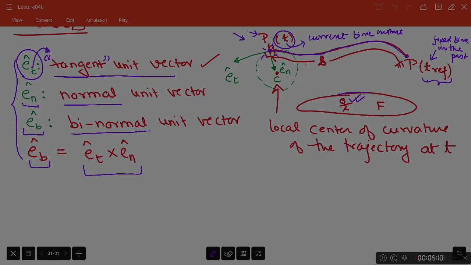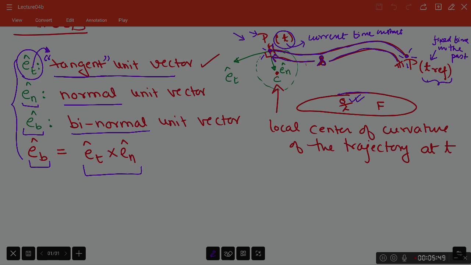In the last lecture, I mentioned that the scalar coordinate of a particle at time t in the path coordinate system is this variable s. S is the distance of the current location of the particle measured from the location of the particle at t reference, and this distance has to be measured along the path or the trajectory of the particle itself.